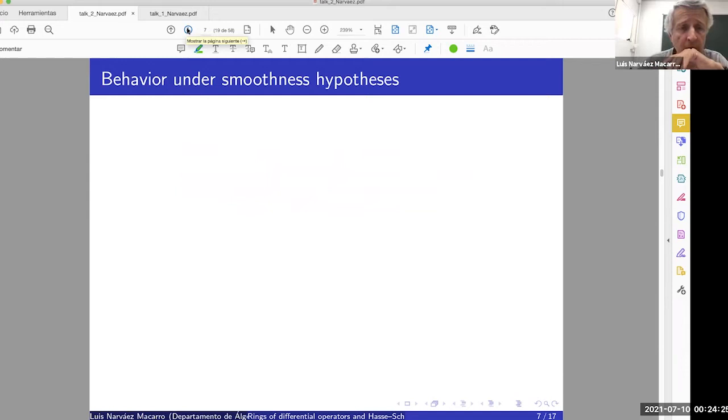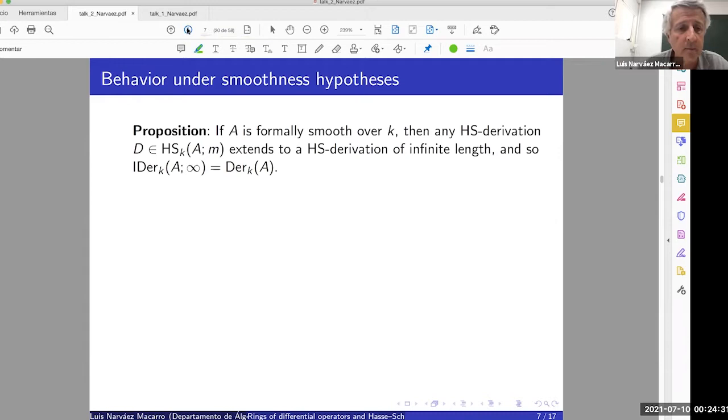So what happens with integrable derivations depending on our algebra? The first thing is that if our algebra A is formally smooth over K, for instance, if A is a power series ring over K, or if A is a polynomial ring over K, then any Hasse-Schmidt derivation of any length can be extended to a Hasse-Schmidt derivation of infinite length. This is very easy, because if you write down what formally smooth means, you obtain exactly what you need. So in that case, that means that if we have this smoothness property, all derivations are infinity integrable. Okay. Well, here there are some examples.